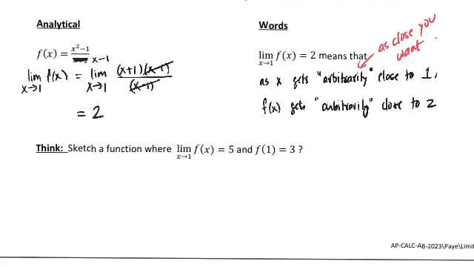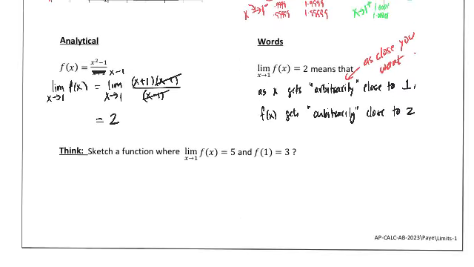Okay, next thing is a little critical thinking exercise. So you may want to pause the video right here and try to sketch a function where the limit of f of x as x approaches 1 is 5, but f of 1 is actually 3. So go ahead and pause the video, see if you can sketch a graph that satisfies those conditions.